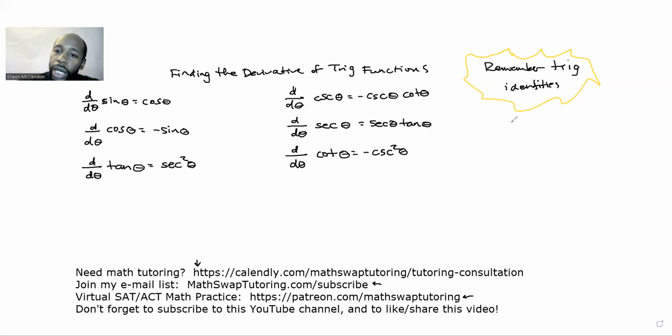Cosine squared plus sine squared is equal to 1. Then you've got 1 plus tangent squared is secant squared. And 1 plus cotangent squared is cosecant squared.